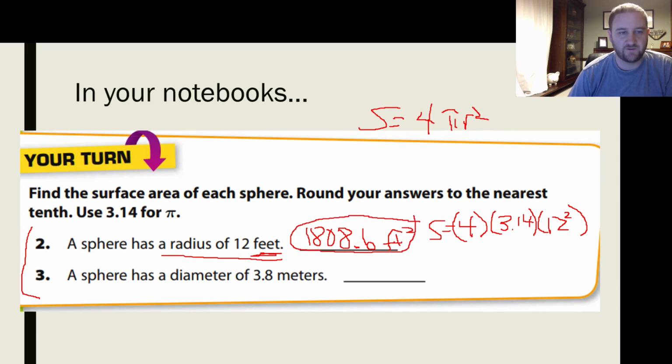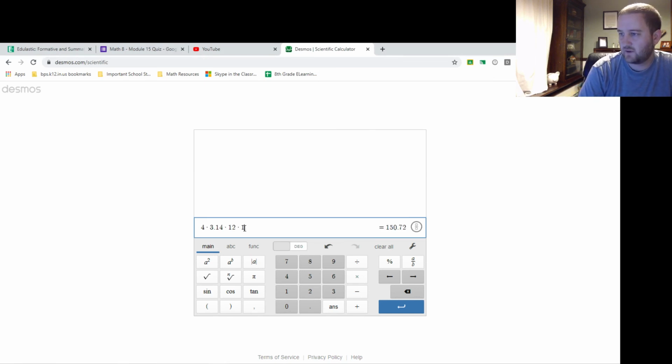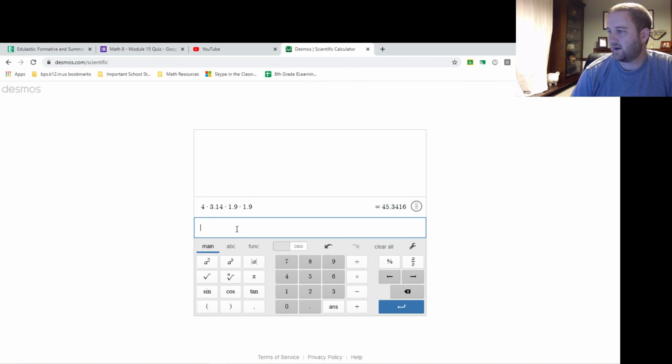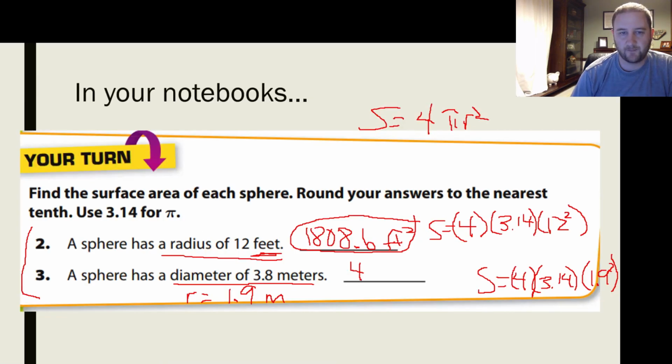Next one. A sphere has a diameter of 3.8. So we want the radius. We're going to take 3.8 and divide it by 2, which is 1.9 meters. Again, we're going to plug this in: S equals 4 times 3.14 times 1.9 squared. Let's go over to Desmos. 1.9 times 1.9 gives 45.3, and that's going to be meters squared.